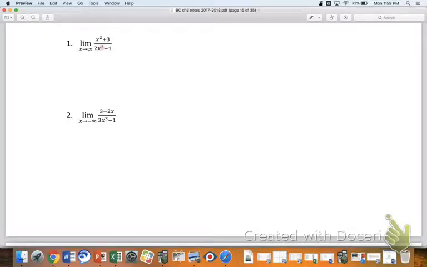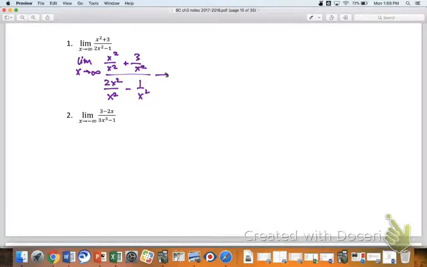It's also 2, right? Okay, so here is one of the quote unquote real ways to do this. What you do is you look at that degree of the denominator and you divide every single term by that degree of the denominator. So it'd be x squared over x squared plus 3 over x squared over 2x squared over x squared minus 1 over x squared. So all I've really done is I've multiplied this fraction by 1, right? And so I haven't changed anything, I've just changed the form.